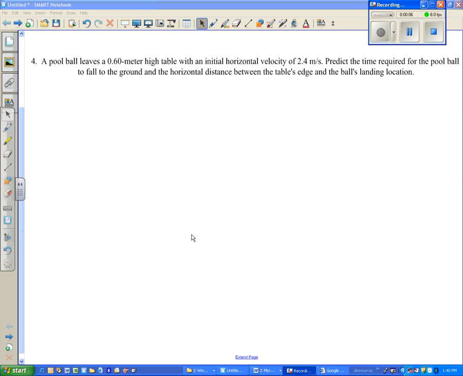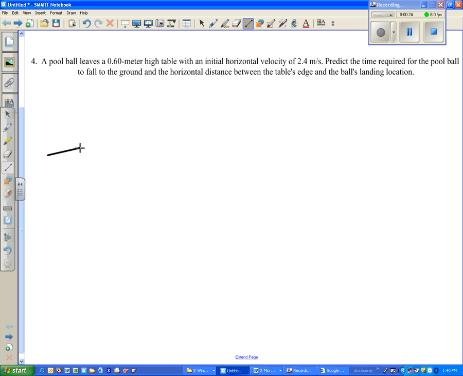And let's see if we can't solve this question about a pool ball leaving a table with an initial velocity of 2.4 meters per second. We want to know the time for the pool ball to fall to the ground and then the horizontal distance that it travels. Well, first off, let's see if we can draw a picture of what we've got here.